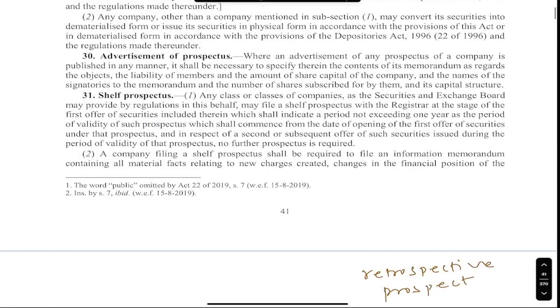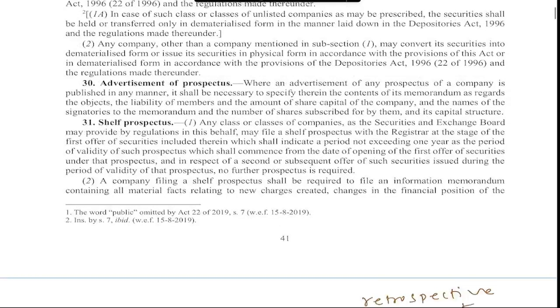What is the next prospectus? How many prospectus have we completed? Totally 4: letting, offer for sale, deemed, abridged. All these are completed. What is the next one? Shelf and information memorandum are in one section only, 31.